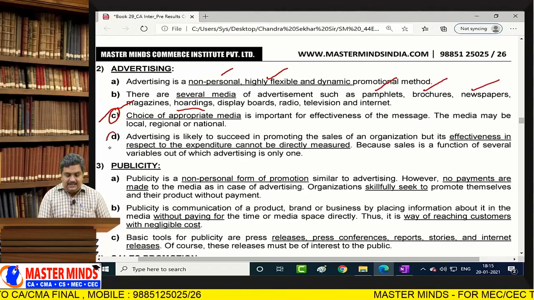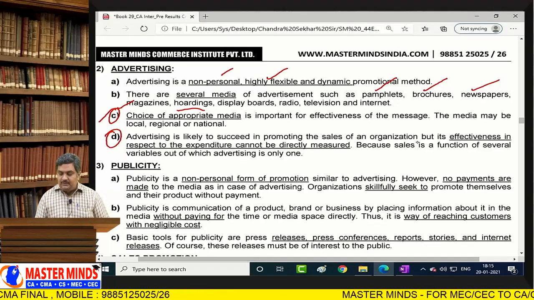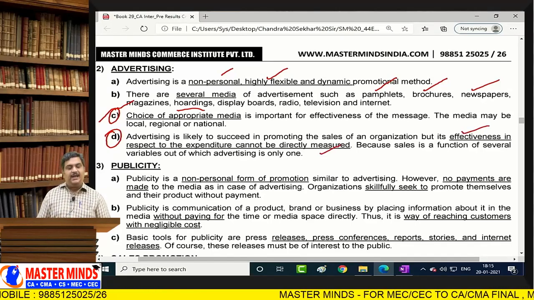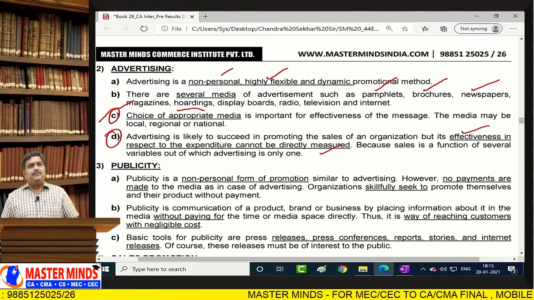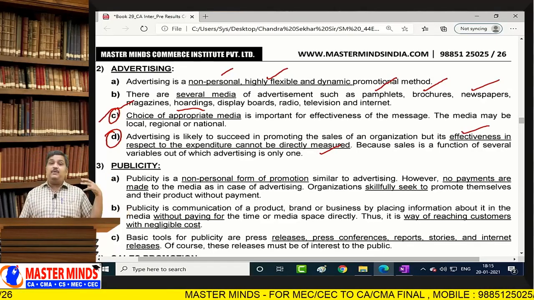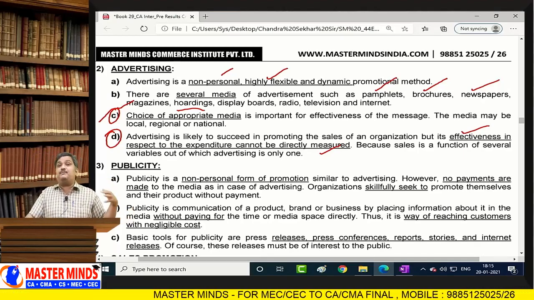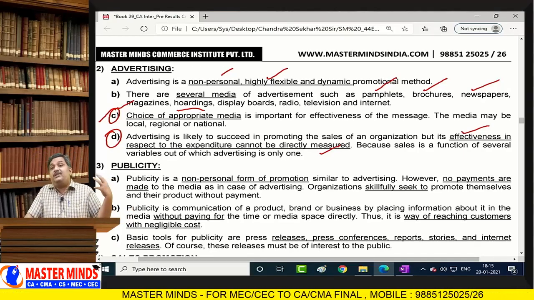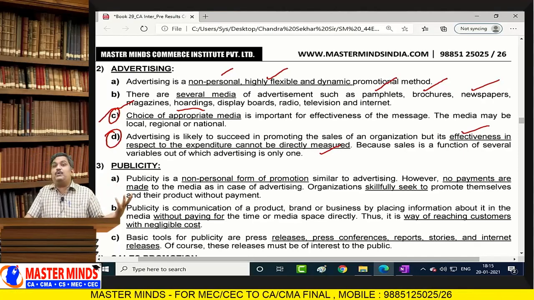And advertising is likely to succeed in promoting the sales of an organization, but its effectiveness in respect to the expenditure cannot be directly measured. That means, for example, if you want to give an ad in a TV channel, it will be very expensive. So you have to spend a lot of money. But what will be the turnout? That is again a big question mark.